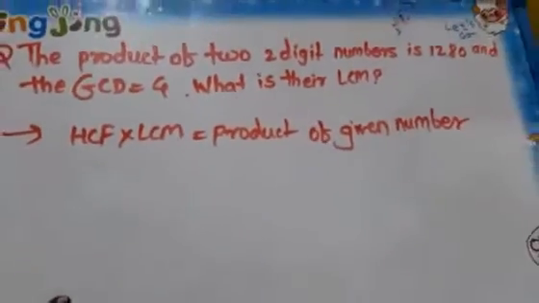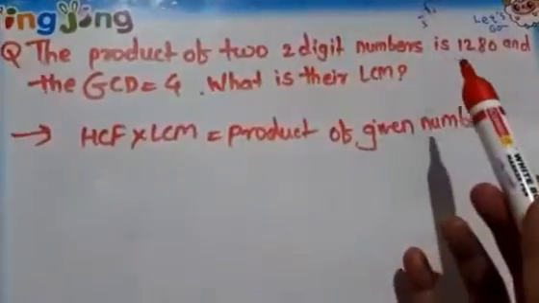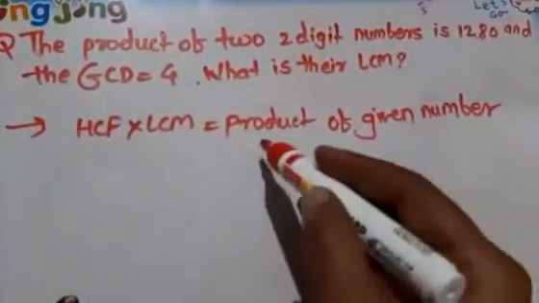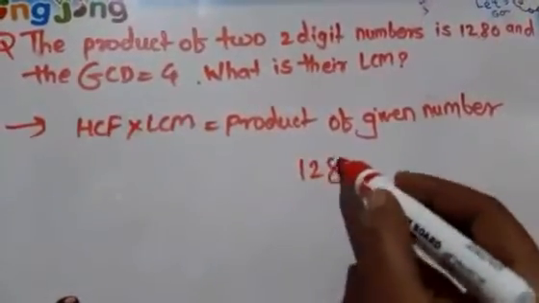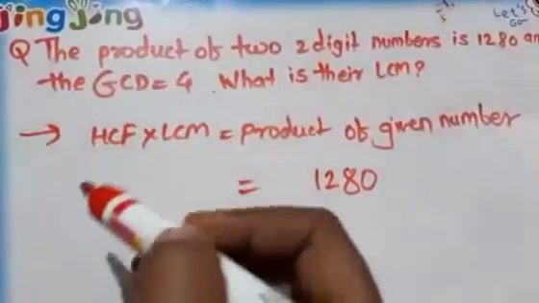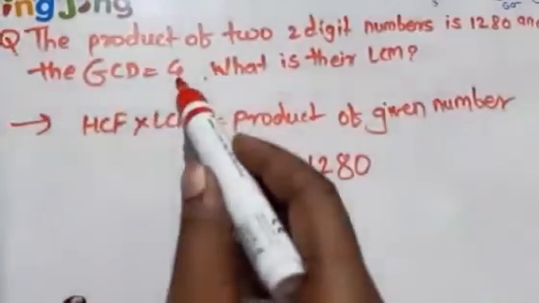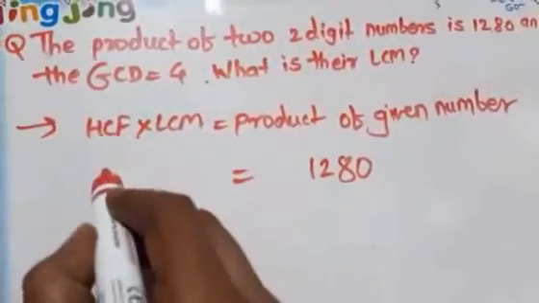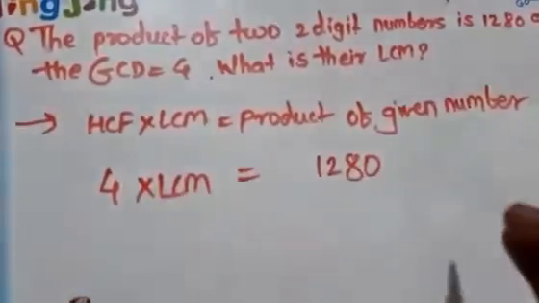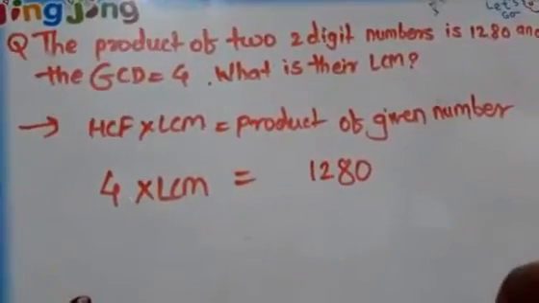So what data we are having? Just we will put it here. The product of the two-digit numbers is 1280. This side we are knowing. Product of the given numbers is 1280 is equal to. Now, HCF and LCM: out of that, what is given? GCD is given. GCD means nothing but HCF, so 4 is the HCF. Below HCF I will write here 4 into LCM, which we have to find. These are the given information.